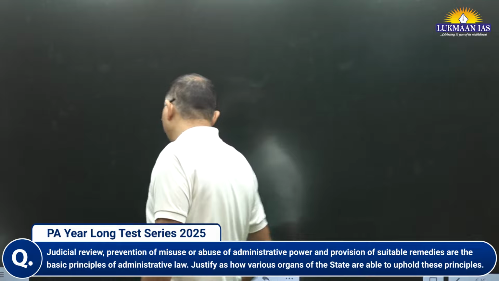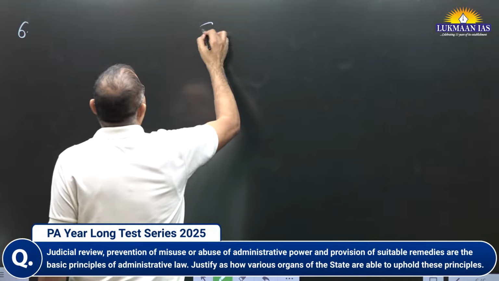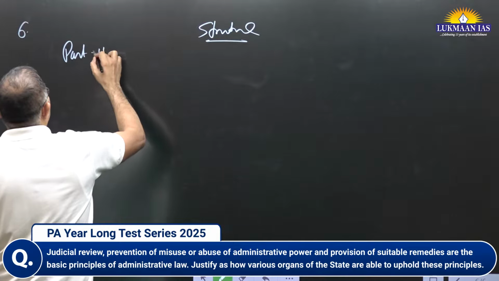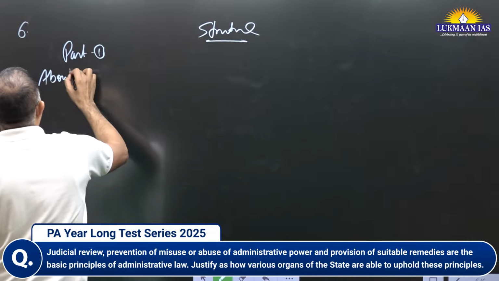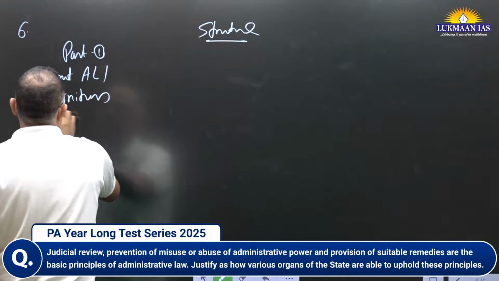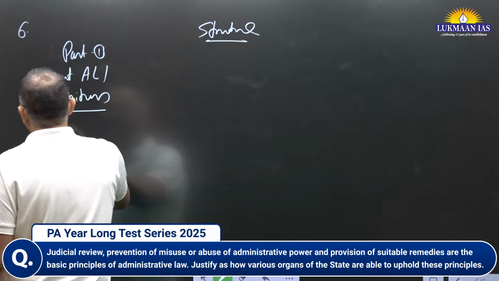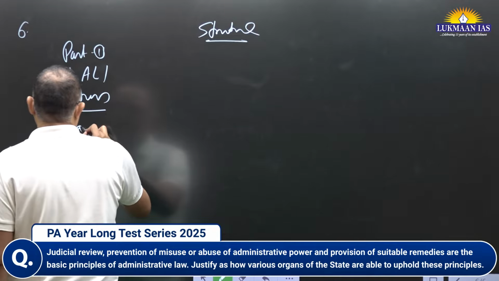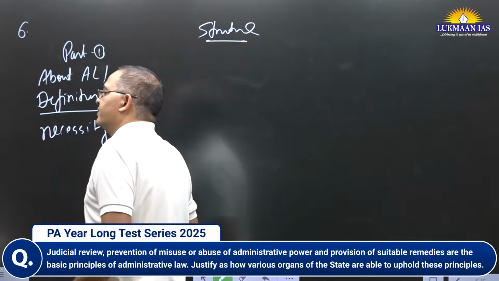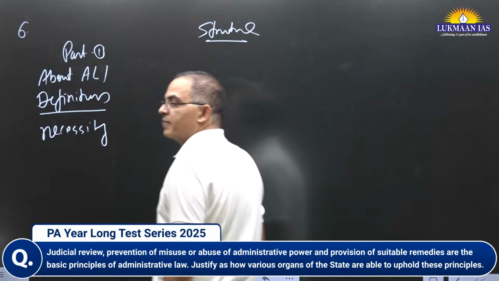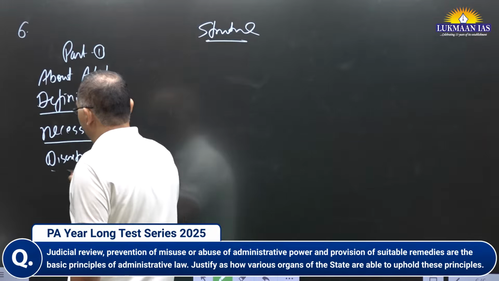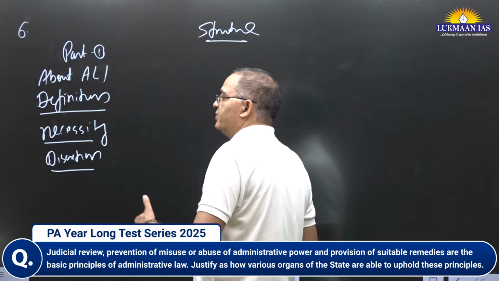Sixth question. Now, part 1. So, we should start with administrative law. Write the definition. This definition, then the necessity. Necessity is that we say it should be something called discretion, to curtail discretion. Already we have told this part. Now let's see administrative law safeguards.